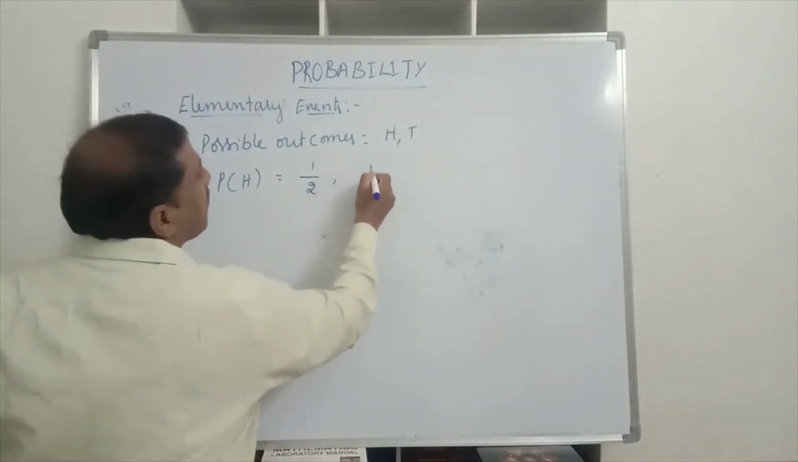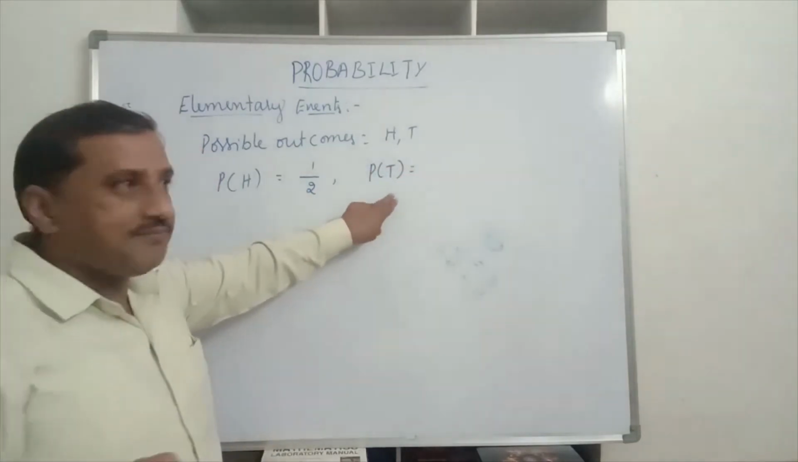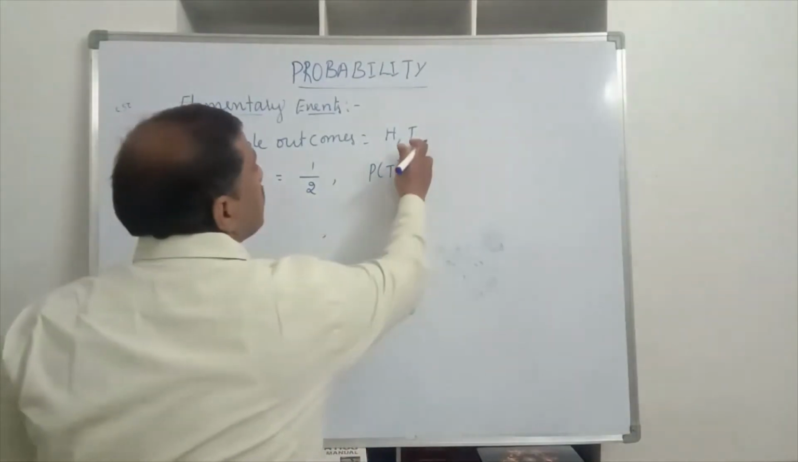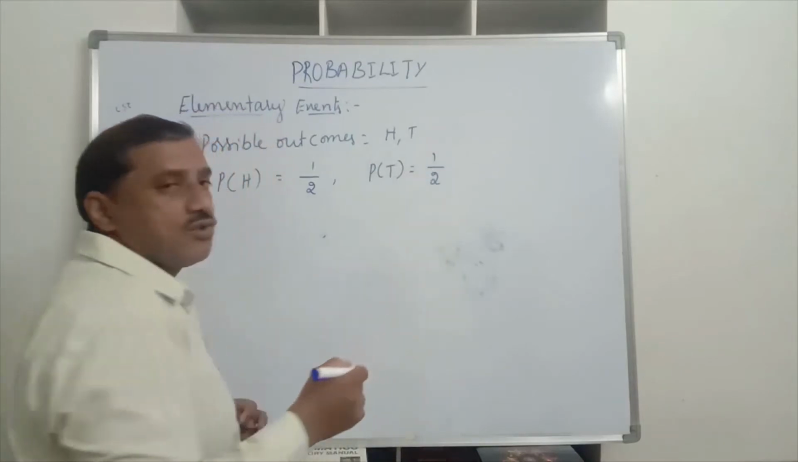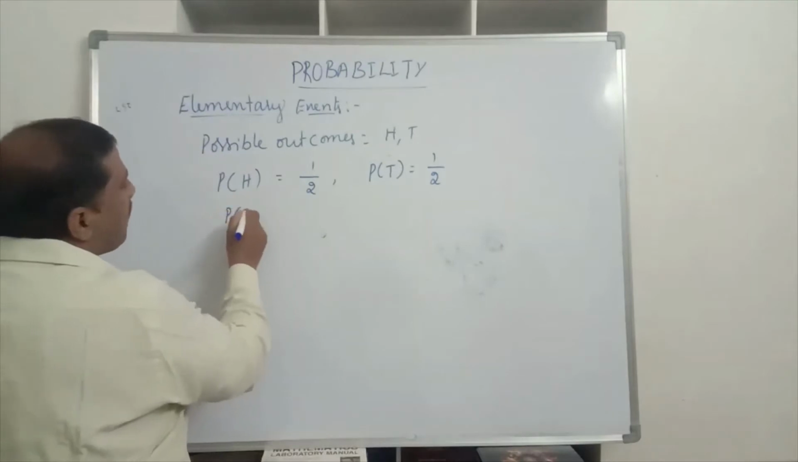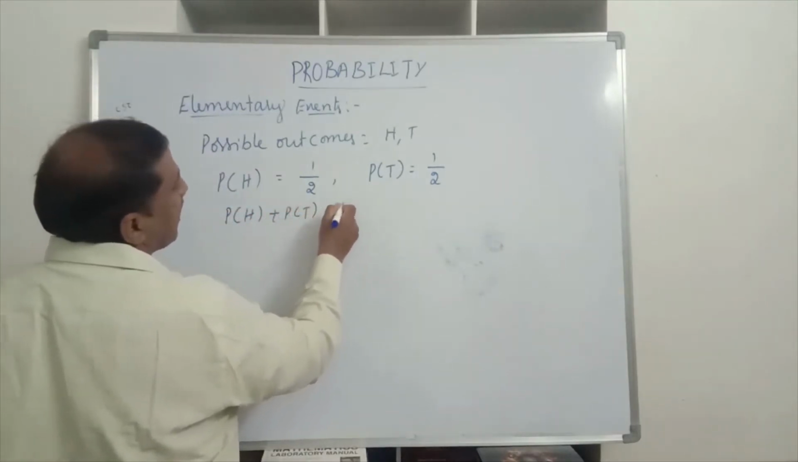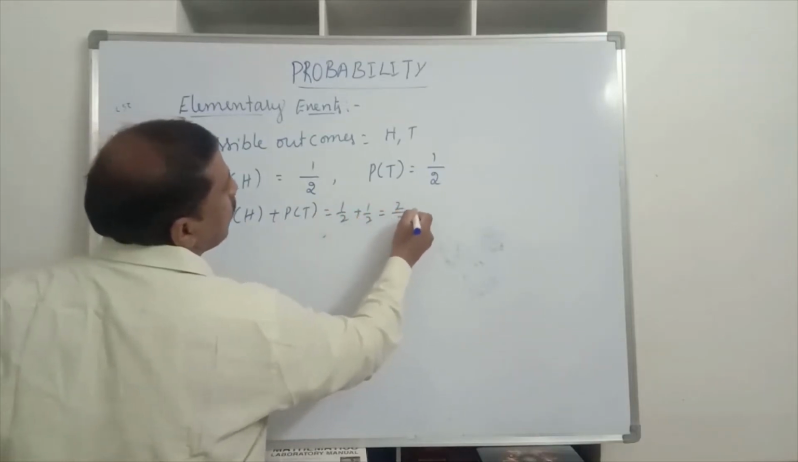Similarly, what is the probability of getting a tail? That is P of T, where T stands for a tail. The number of favorable outcomes of getting a tail is 1, divided by the total number of outcomes, which is 2, so 1 by 2. By adding, P of H plus P of T is equal to 1 by 2 plus 1 by 2, that is 2 by 2, which gives 1.